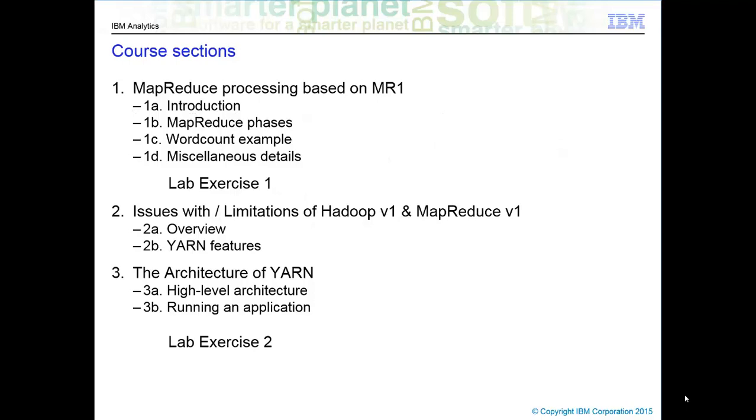In this course there are 3 main sections and a total of 8 videos. There are hands-on labs after the 4th and 8th video. We will first look at classic MapReduce processing based on MapReduce version 1. Then there will be discussion of the issues with and limitations of that approach. And finally we will study the architecture of YARN, yet another resource negotiator, and how YARN MapReduce 2 relates to classic MapReduce version 1.